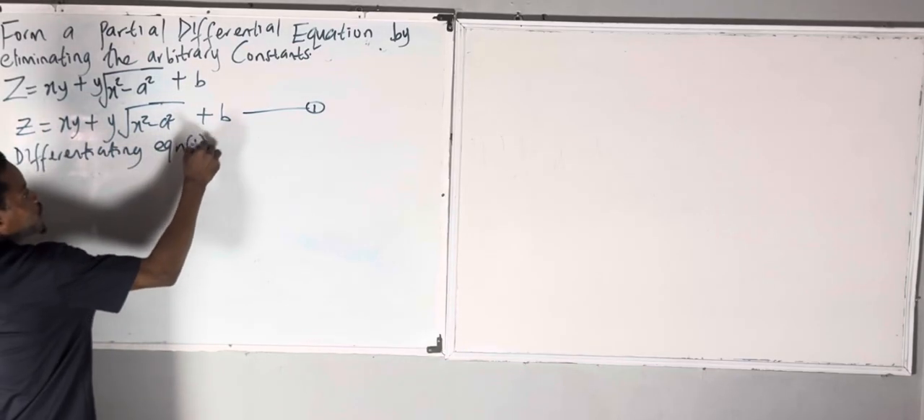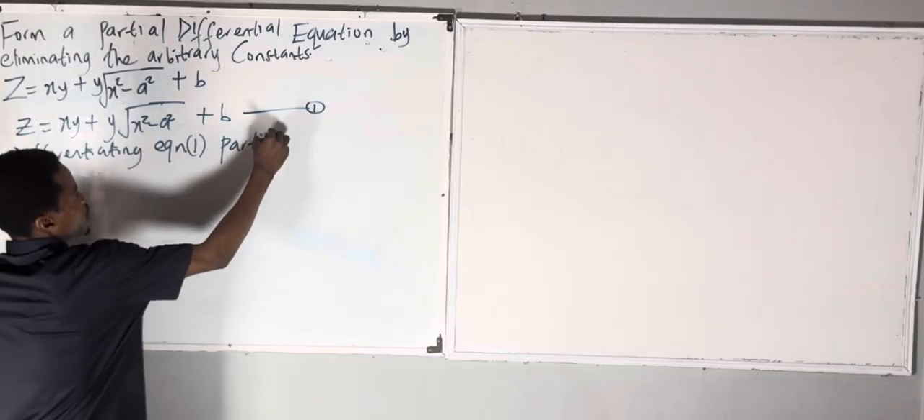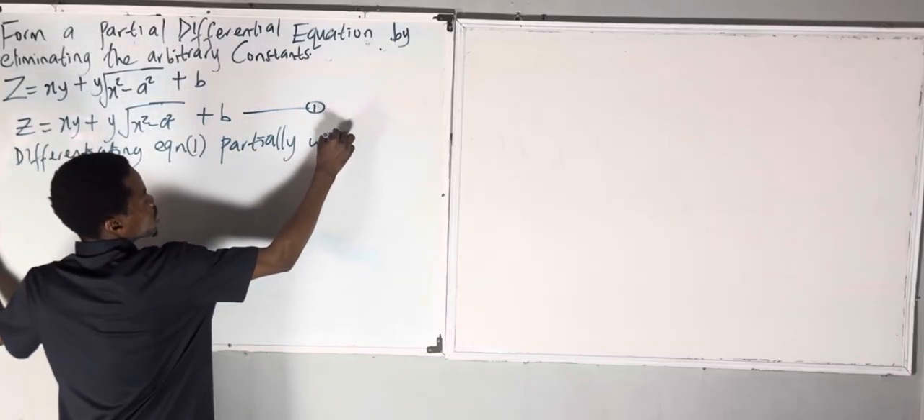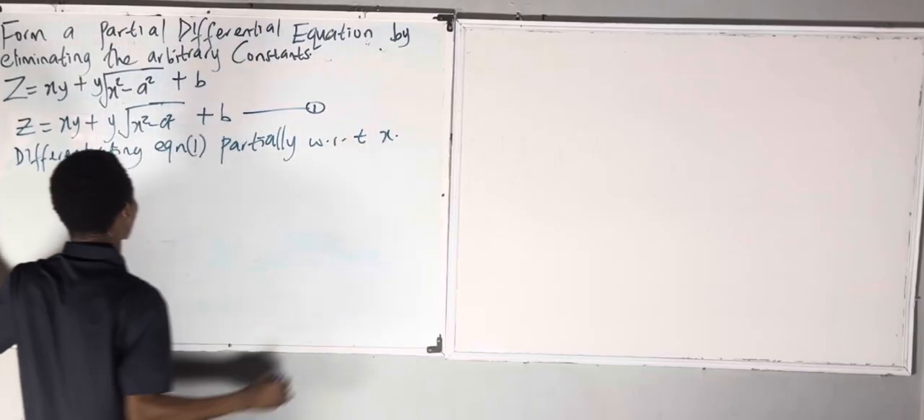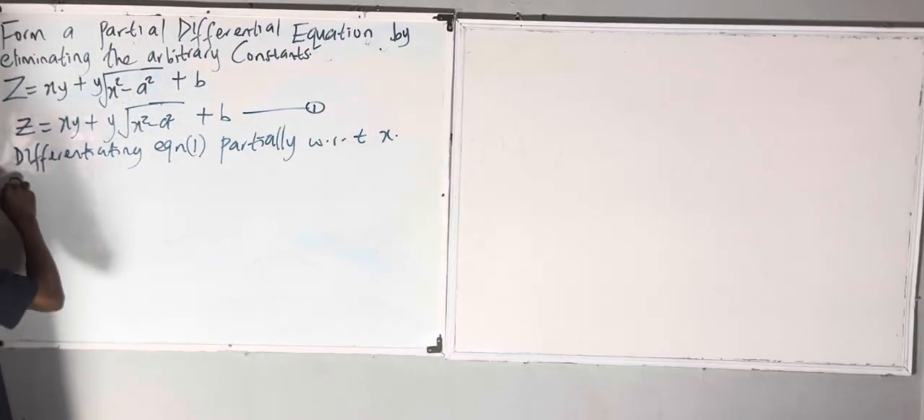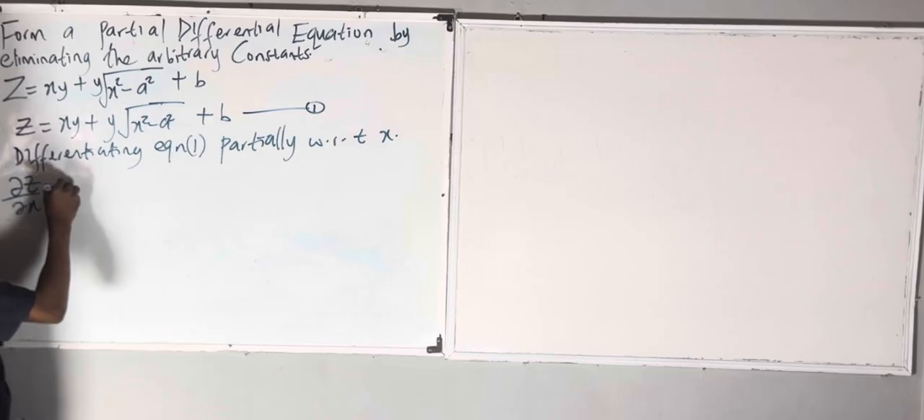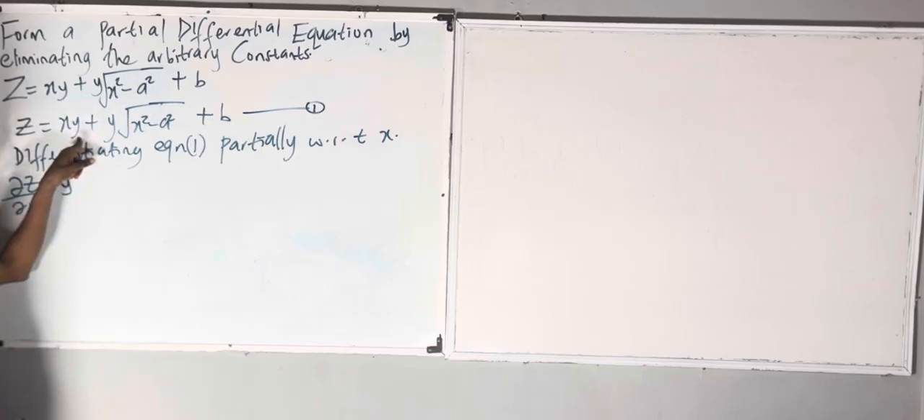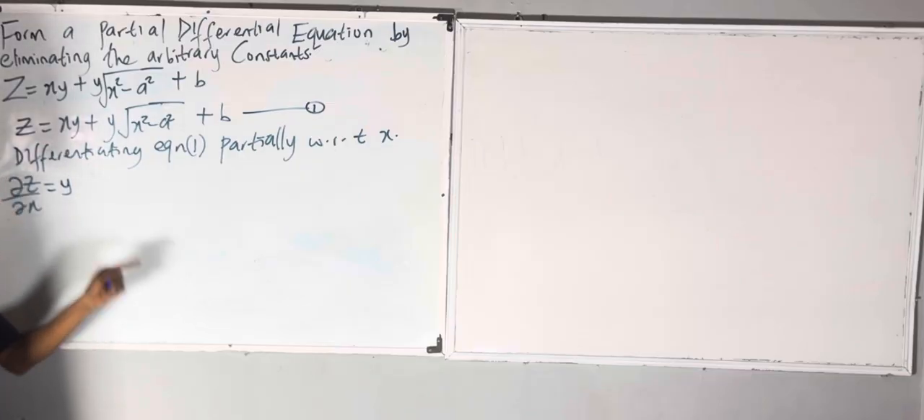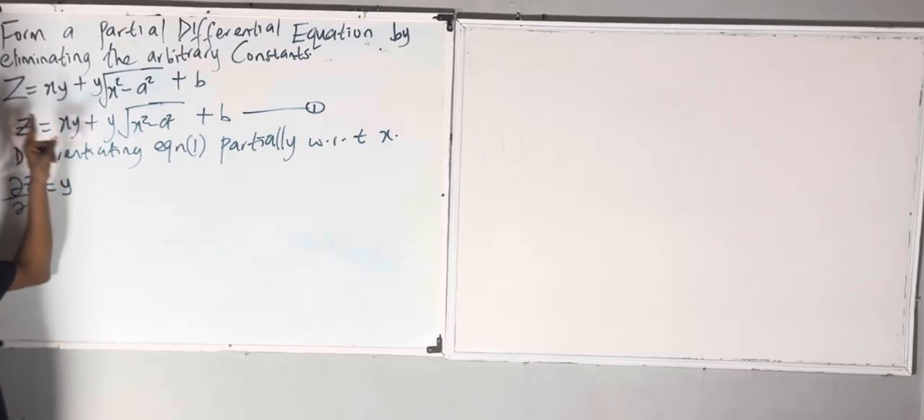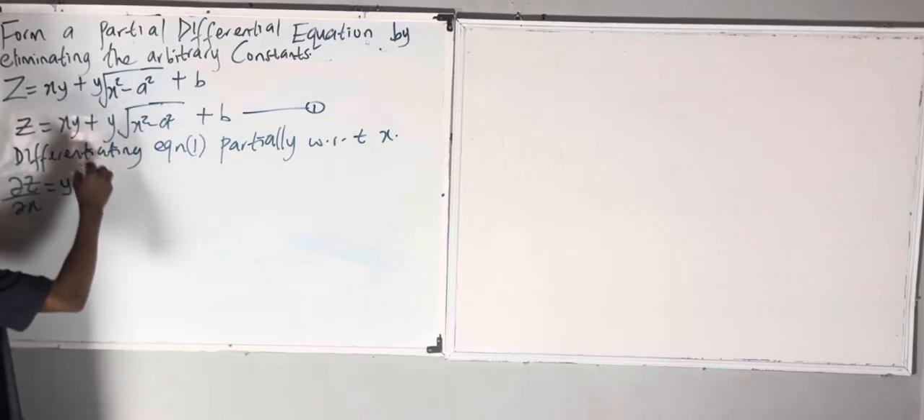Differentiating equation 1 partially with respect to x. If I differentiate z, I'm going to have the derivative of partial z all over what? Partial x is equal to. I'm differentiating x here. If I differentiate x here, I'm going to have 1. 1 times y, I'm going to have y. Plus, if I take x here already, differentiate y, I'm going to have what? 0. Then take y again, then differentiate x as 1. Plus, I'm going to take 1.